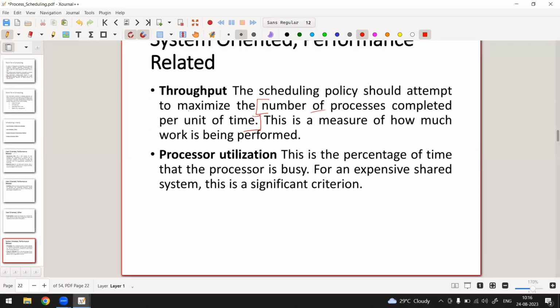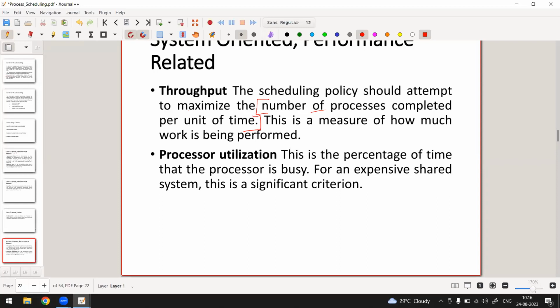Whichever scheduling algorithm you are choosing, that scheduling algorithm should try to maximize the processor utilization. After that, we have processor utilization, that is the percentage of time that the processor is busy. It is a very important criteria.